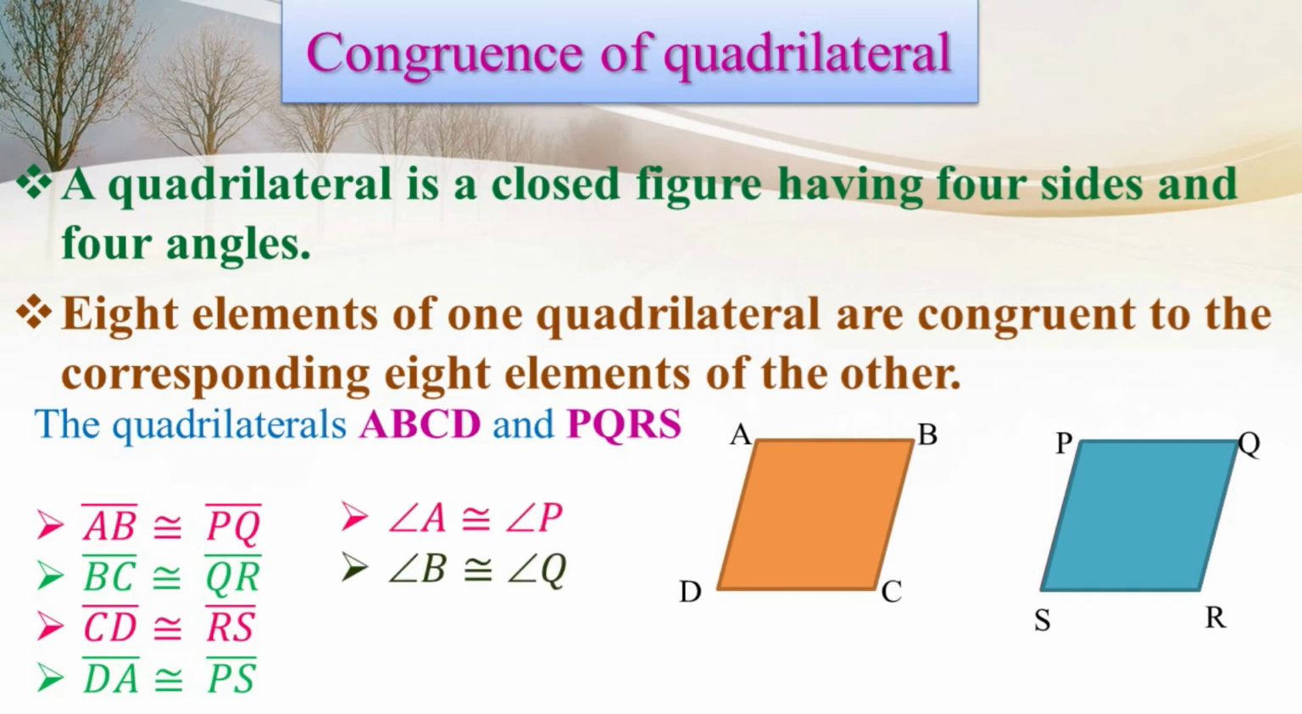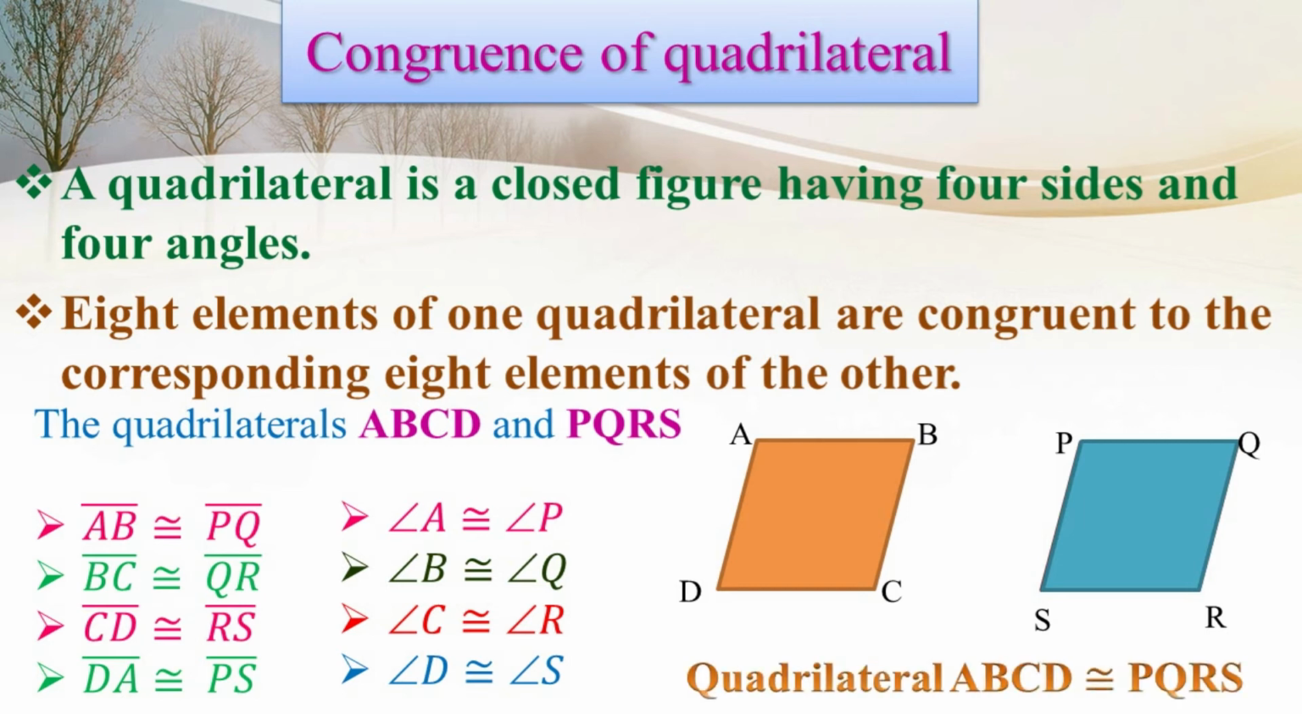Angle A is congruent to angle P, angle B is congruent to angle Q, angle C is congruent to angle R, and angle D is congruent to angle S. These are the 8 elements to be compared, and finally we can say this quadrilateral ABCD is congruent to PQRS.